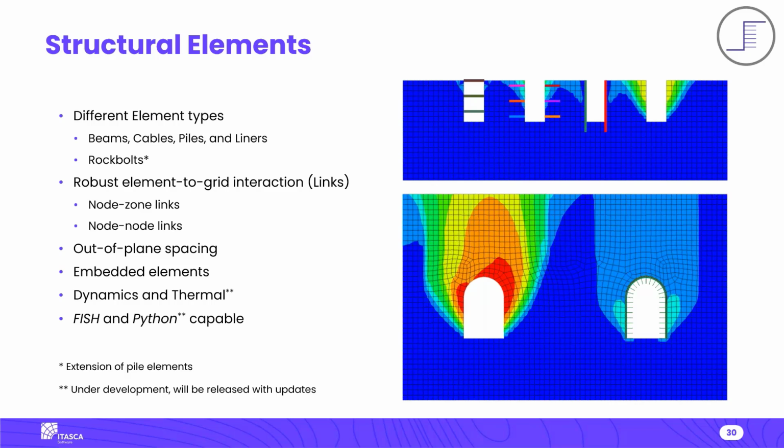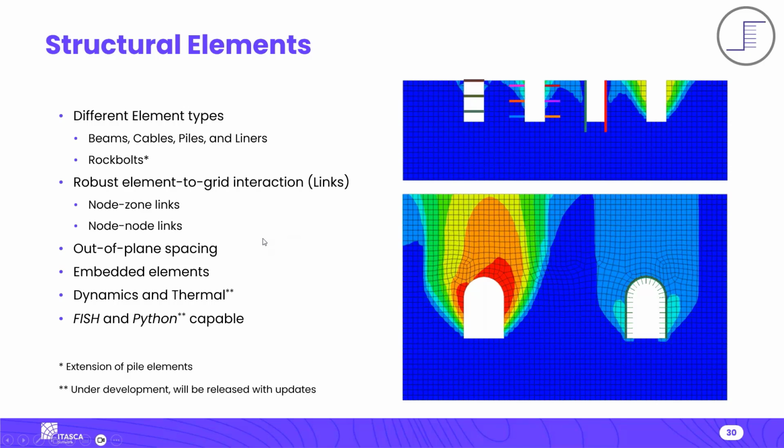Our structural elements have a very robust element to grid interaction, which we call links. You can link your structural element to the grid in a variety of ways, depending on what type of element you're using, a pile or a liner. You can also link different types of elements to each other. So you can link a cable to a beam or a cable to a liner. This allows you to create a very complicated model using these different elements.